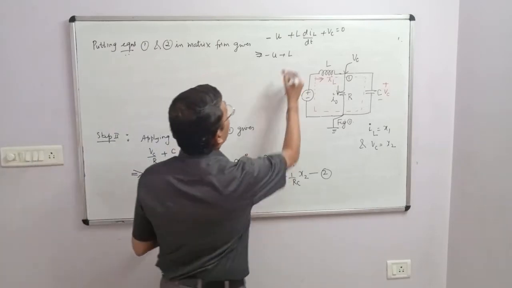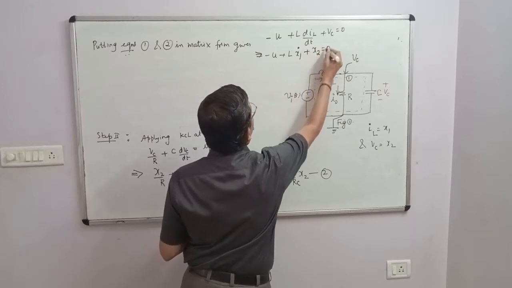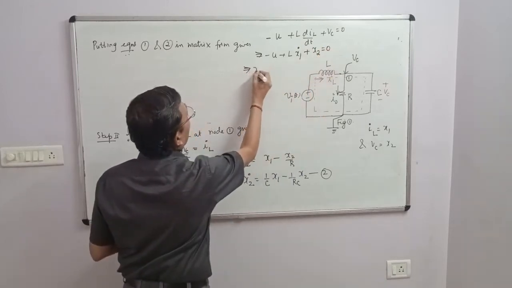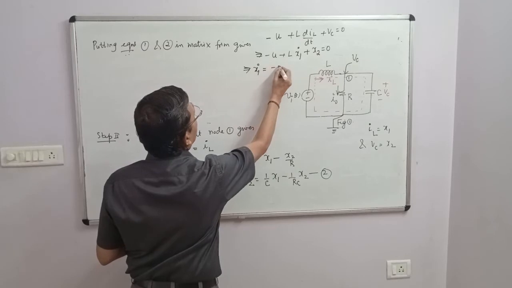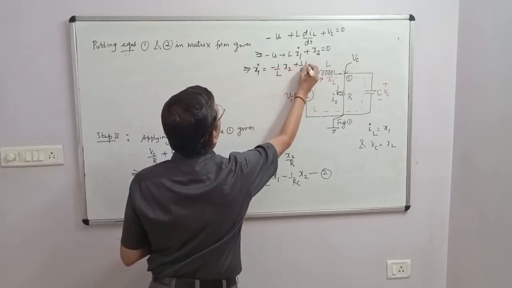What is dIL by dt? It is nothing but x1 dot. Vc is nothing but x2, equal to 0. This implies x1 dot is equal to minus 1 by L into x2 plus 1 by L into u.